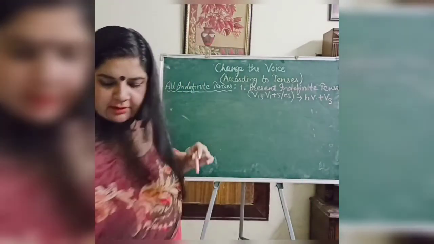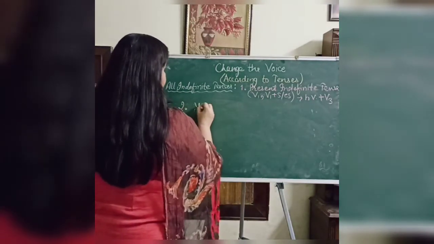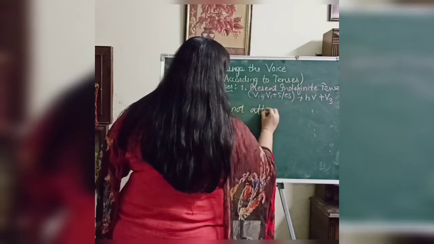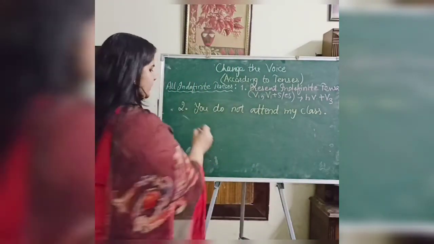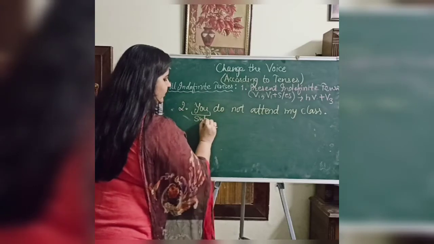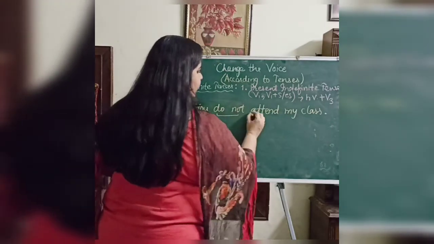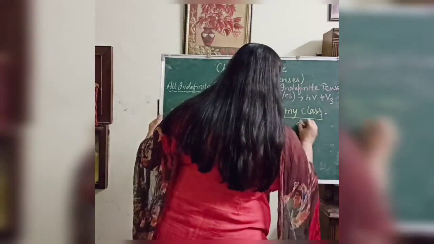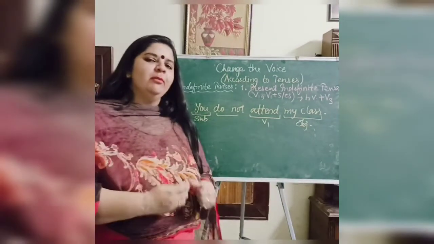Now I take a negative sentence. You do not attend my class. Now find the subject with me. You. The helping verb is followed by not, so it is a negative sentence. Then attend is the verb. My class is the object. So this is SVO, the active form of a sentence.